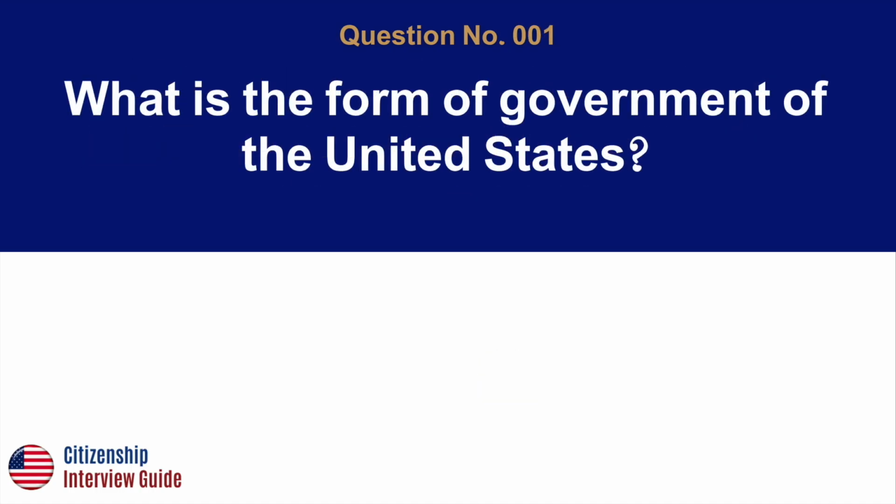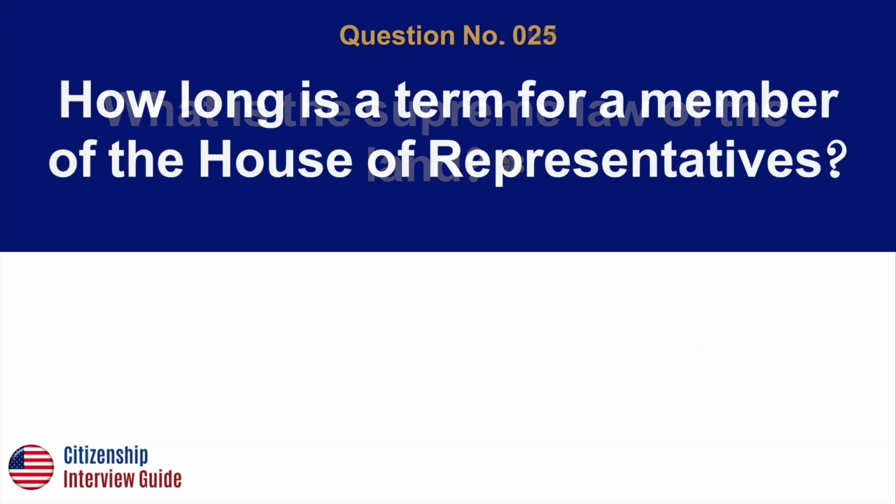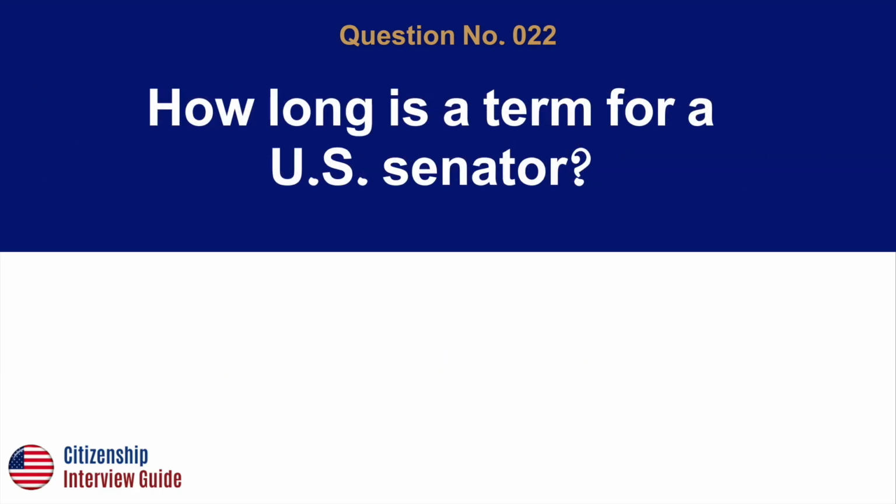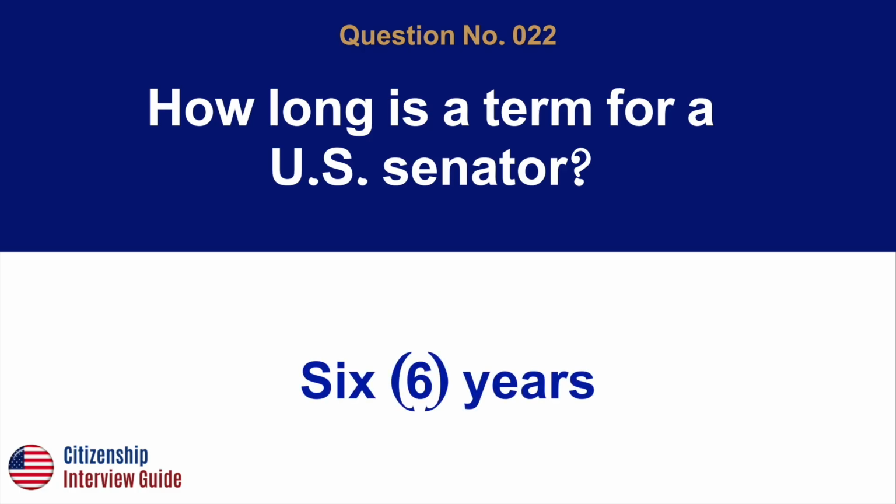What is the form of government of the United States? Republic. How long is a term for a member of the House of Representatives? 2 years. How long is a term for a U.S. Senator? 6 years.